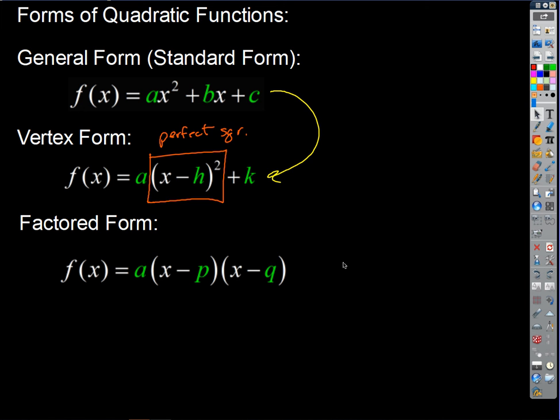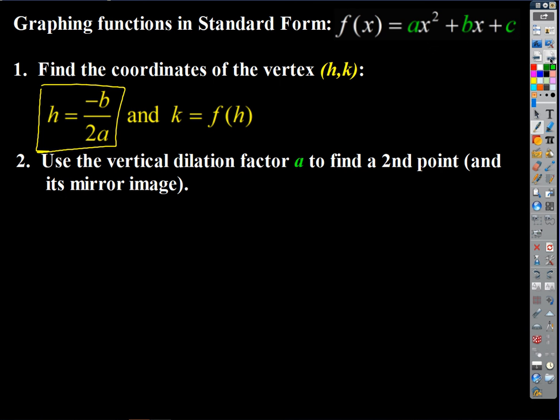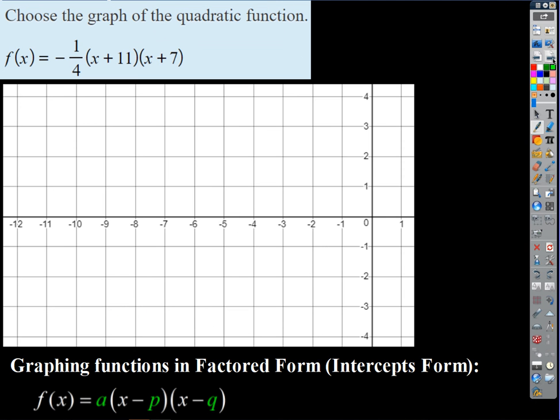So when we write this in factored form, never forget that p and q are the x-intercepts, right? So this becomes a really simple problem then, doesn't it? If we're trying to do one like that, what are the x-intercepts? What are the values of p and q? P is what? Not 11. Negative 11. And q is negative 7. Those are the values that would make 0, wouldn't they?